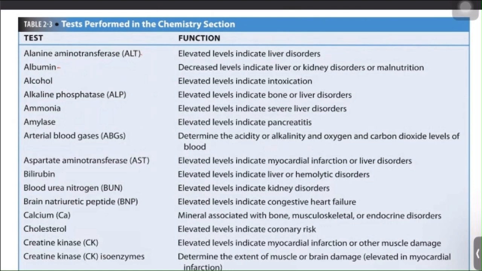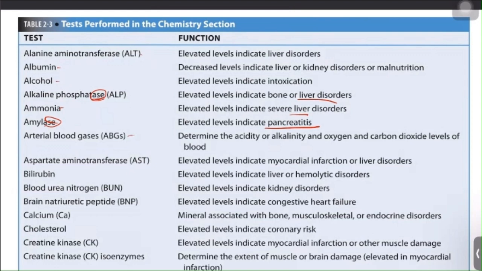Then your alcohol, also tested. Another enzyme, octamine, which is just an enzyme. DLP also, liver disorder. Ammonia, liver disorder, bakit? Your liver detoxifies your body. So elevated ammonia levels in your blood signifies the intoxication. The amylase, another enzyme, elevated in pancreatitis because your pancreas produces your amylase. Okay? Main organ for amylase production is your pancreas, but also your salivary glands produces amylase.